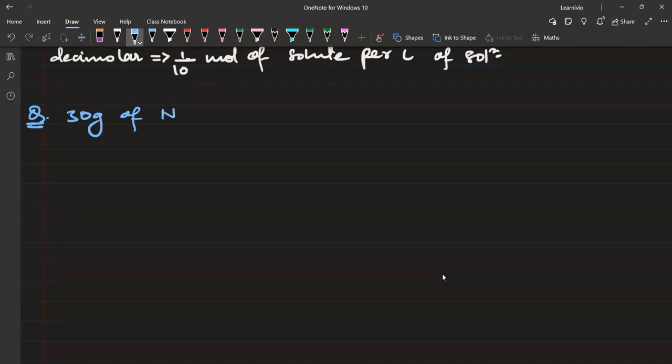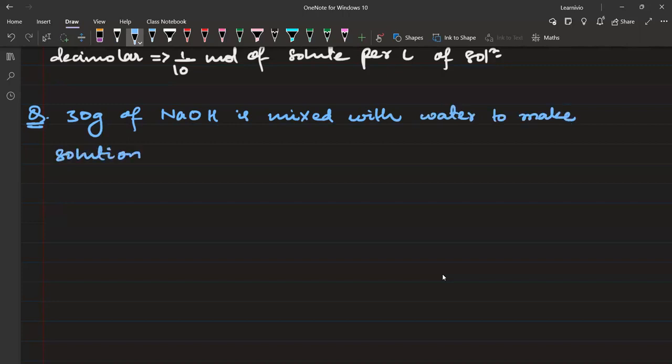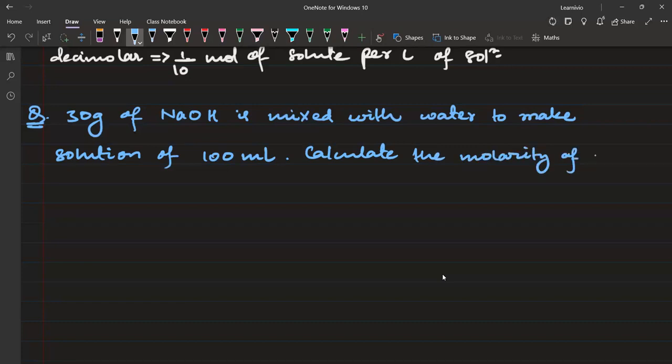30 gram of NaOH is mixed with water to make a solution of 100 ml. Calculate the molarity of the solution.